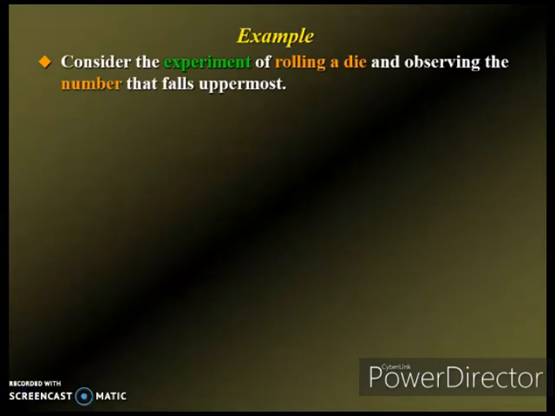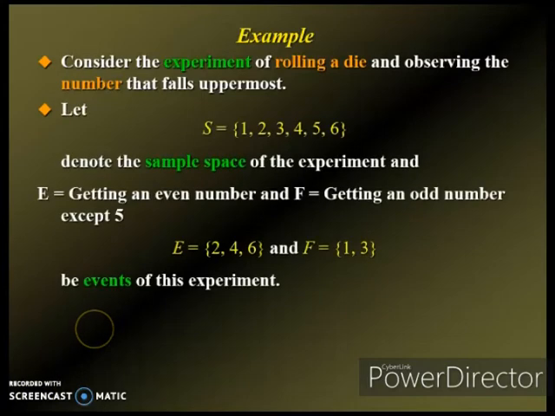Consider the experiment of rolling a die. What will be the sample space? The sample space will be the set {1, 2, 3, 4, 5, 6}. Now I have given you two events. Event E is getting an even number. So E will be {2, 4, 6}, as these are the even numbers in the sample space.